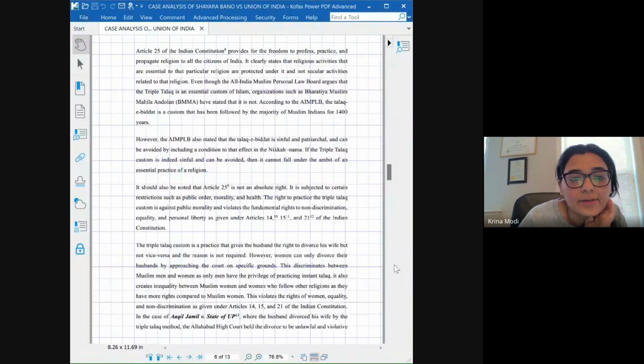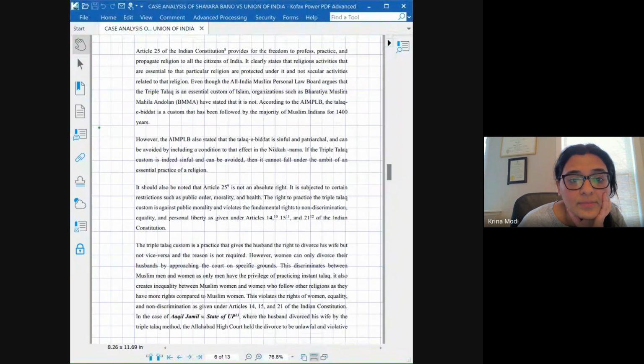So Article 25 of the Indian Constitution provides for the freedom to profess, practice, and propagate religion of all citizens of India. It clearly states that religious activities that are essential to that particular religion are protected under it. So even if the respondents argued that it's a private contract, it is not, because Article 25 clearly states that religious activities that are essential to that particular religion are protected under it and are not secular activities related to that religion.